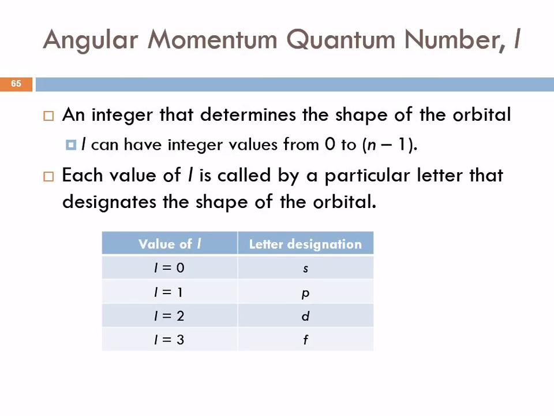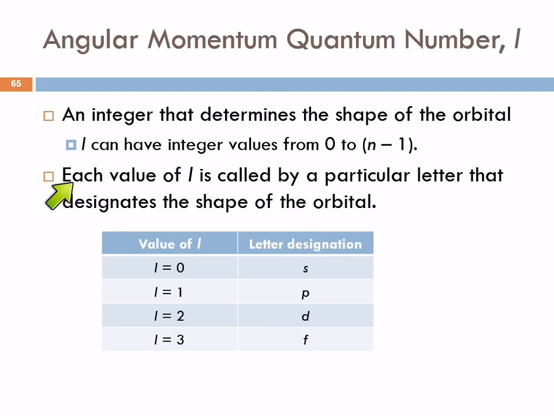The next quantum number is the angular momentum number, L. This is also an integer, and this determines the shape of the orbital. And L can be 0 up to n minus 1. So if you're in principal number 5, then L can go up to 5 minus 1, or 4. So you could have 0, 1, 2, 3, and 4. In principal quantum number 1, you only have one value of L, and that's 0, because 0 is 1 minus 1.